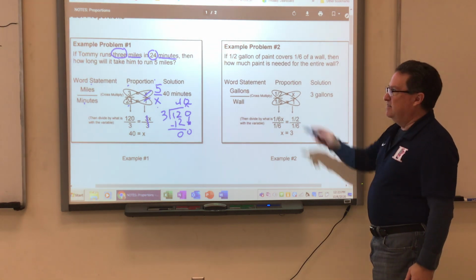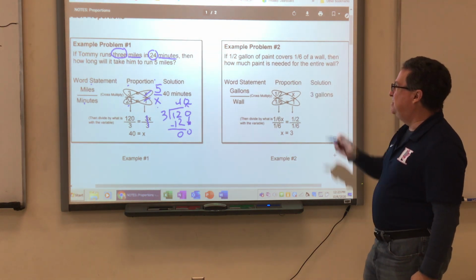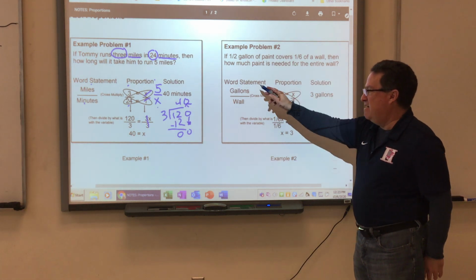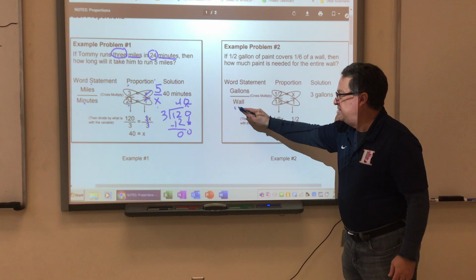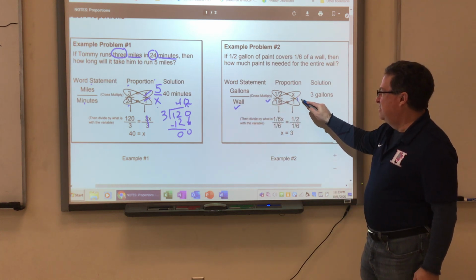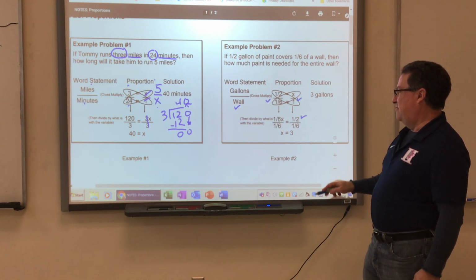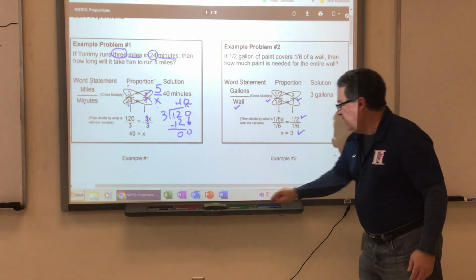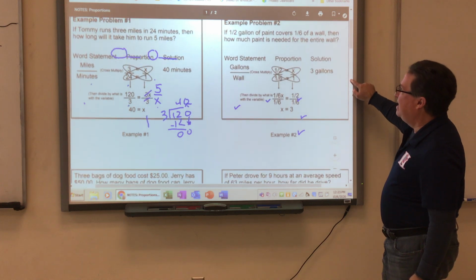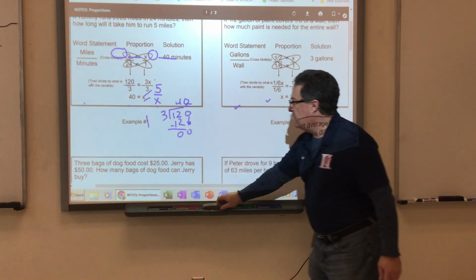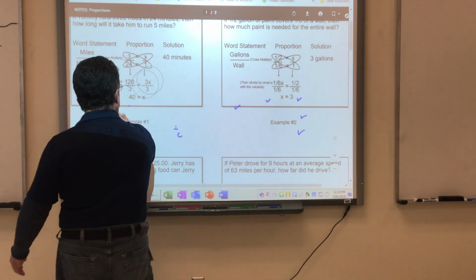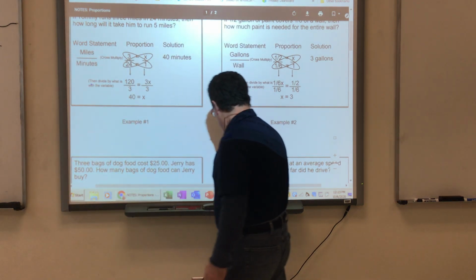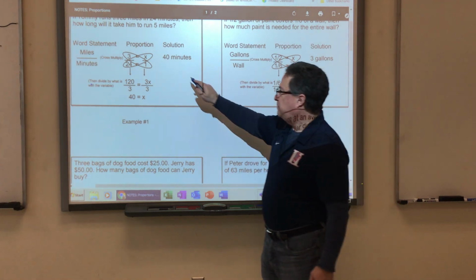These are fractions. If half a gallon of paint covers 1/6 of a wall, then how much paint is needed for the entire wall? Everything you need is here. Step 1, step 2, step 3, step 4, and step 5. What I want to focus on is fractions, because in class we talked a little bit about fractions and how do I divide a fraction. And I want to spend just a little bit of time going over that with you.